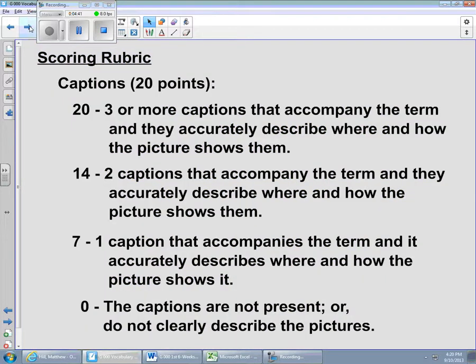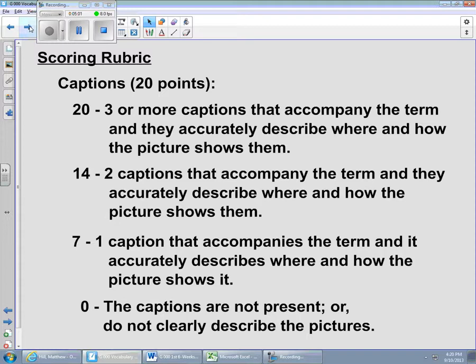Captions. Each of the pictures is going to have a caption written in there where you are basically going to communicate with the person looking at the poster how your term is actually in the picture. So 20 points would be for all 3 of your captions being there, and they accurately describe where and how the picture shows them. And we are talking about a written description.